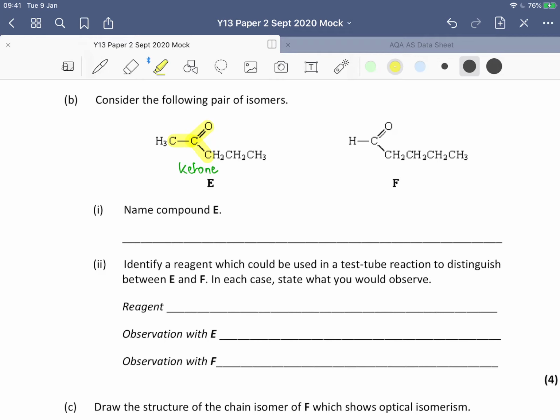And then if we look at the other one, we've got a carbonyl again. One side is bonded to a carbon, but the other side is bonded to a hydrogen. So that makes it an aldehyde.